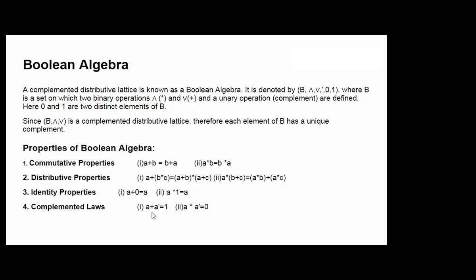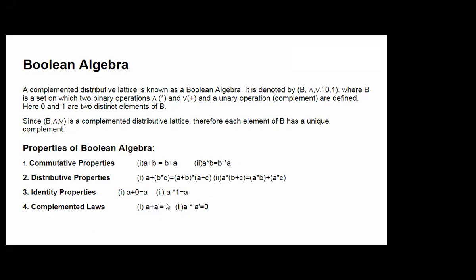Then complemented law. What is the complementation? A plus A dash is equal to 1. What it is saying is A plus A dash. Now consider the value of A is 0. Okay, 0 plus A dash is 1. Okay, 0 plus 1, it is 0 or 1, it is giving us 1. Then suppose A value is 1, then 1 or 0, it is giving us 1.